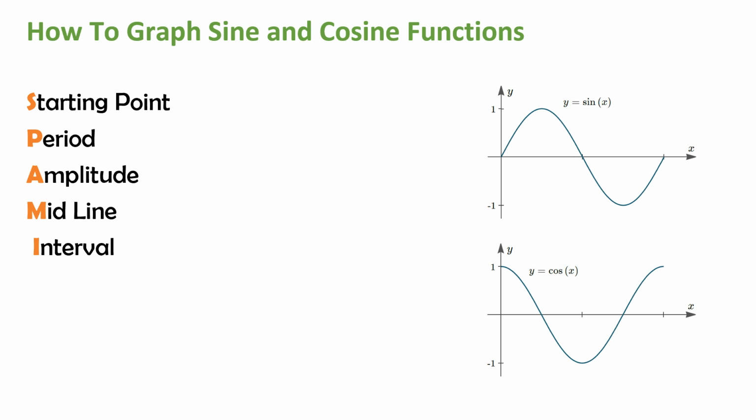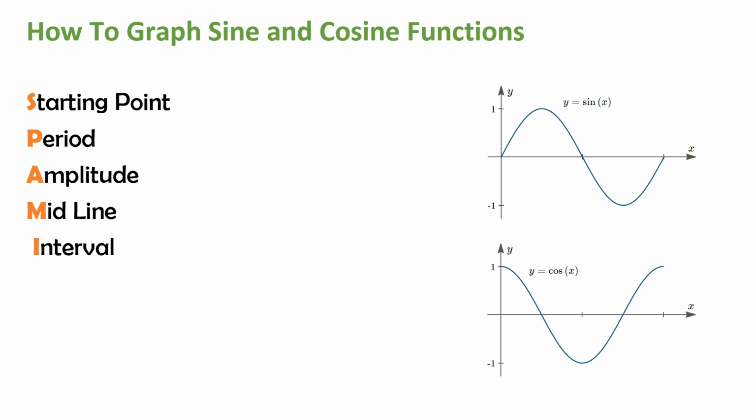The S stands for the starting point. This is the x-coordinate where the graph will start from. The P stands for the period, A is for amplitude, M is for the midline or mid position, and I is for the interval. The interval is the distance or space between each quadrant.